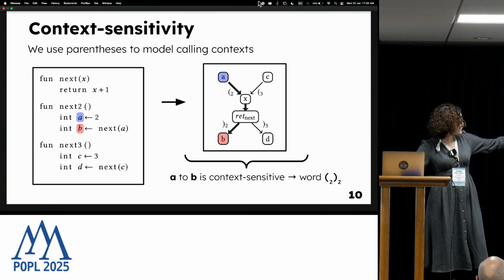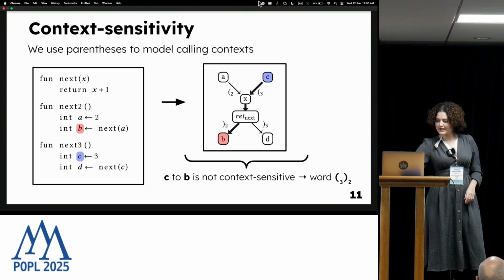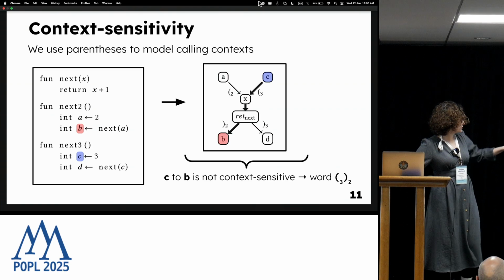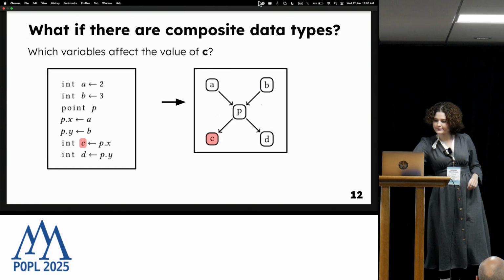So we're looking at which words form when we go from a to b. And notice that now c to b is not good anymore because we're opening parenthesis 3 and we're closing parenthesis 2. That's not well nested.